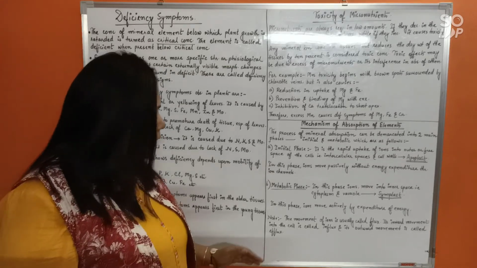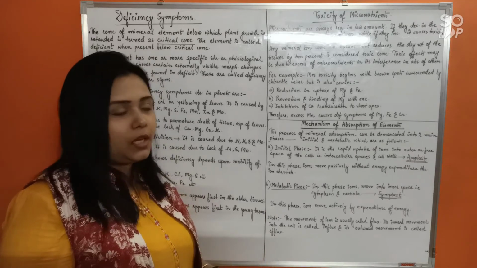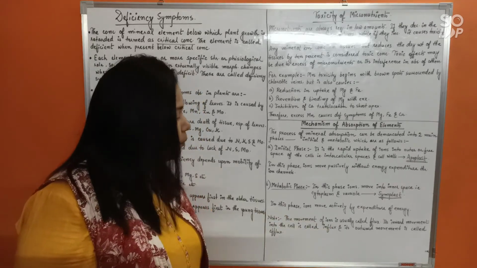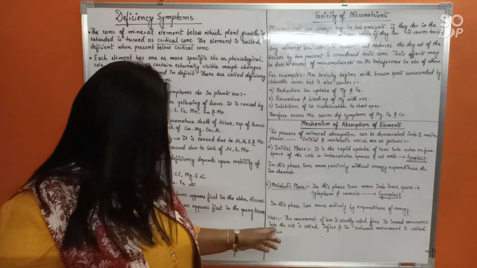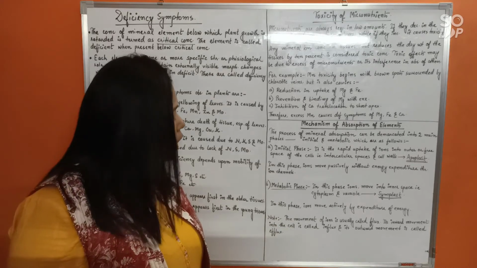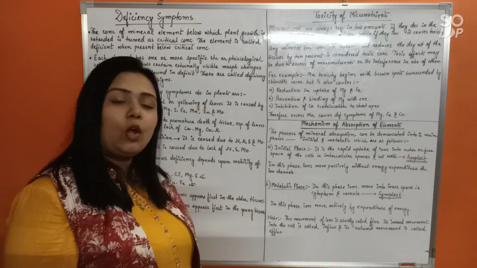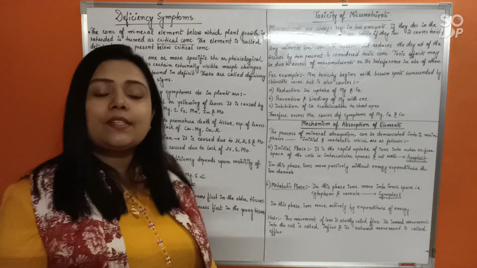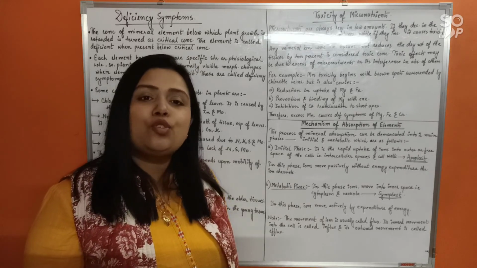Alright. Finally, there are a few terms that you need to remember here. Note here, the movement of ions is usually called flux. The inward movement of the ions of the minerals inside the cell is called influx, whereas its outward movement is called efflux. Alright, with that we'll complete the class here itself. In the next class we'll discuss a very important topic, that is nitrogen metabolism.